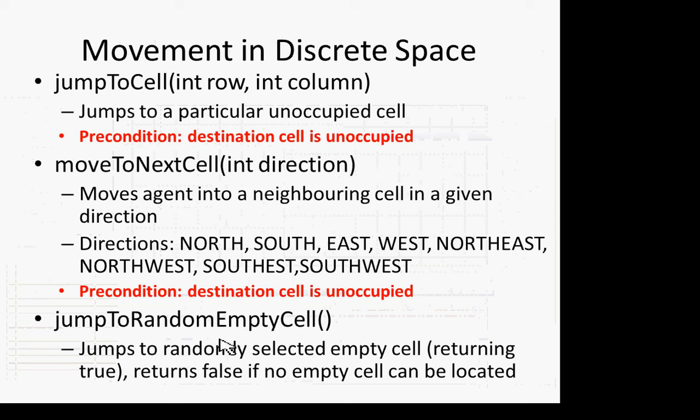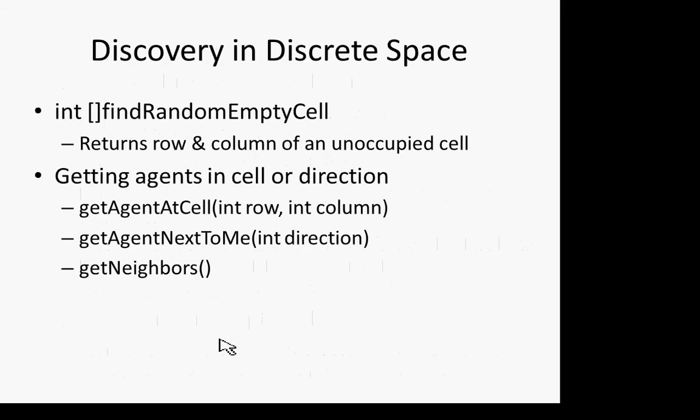So you can say move to next cell, and it will just pick among those cells. Or you can jump to random empty cell. In this case, it automatically finds an empty cell for you if it can, and it jumps you to it within this space. And then there are some methods like find random empty cell, which returns the row and column of an unoccupied cell, and you can also ask for information about who's at what cell, get the agent next to them, and get the neighbors of a given agent.